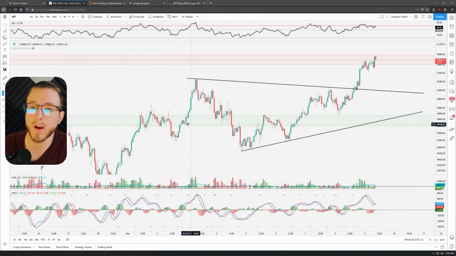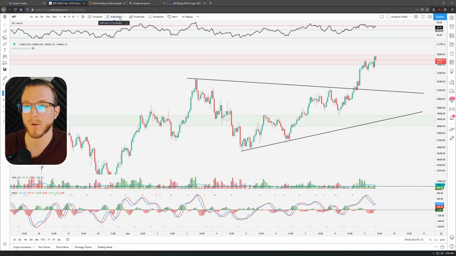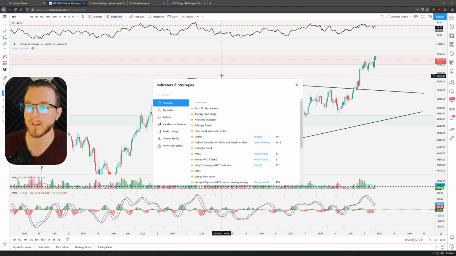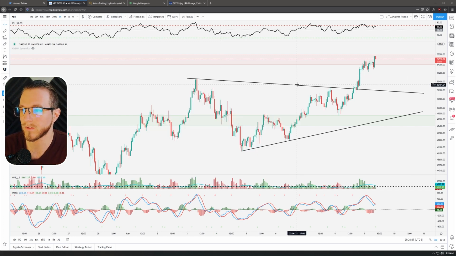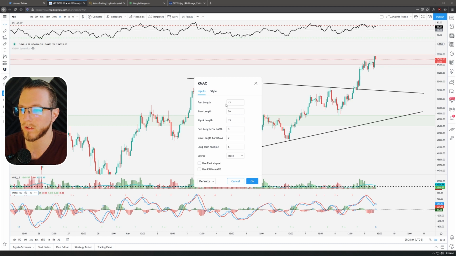So when you first come into TradingView, obviously your setup isn't going to look like this, but the layout of TradingView is always going to be the same. Go ahead up here, click indicators, type in KMAC, and there you go. Obviously I'm the author here, so it'll say Cobra Trading. And when you add it, it might not look exactly like this. I just changed colors or whatever, but all of these settings are going to be default here.